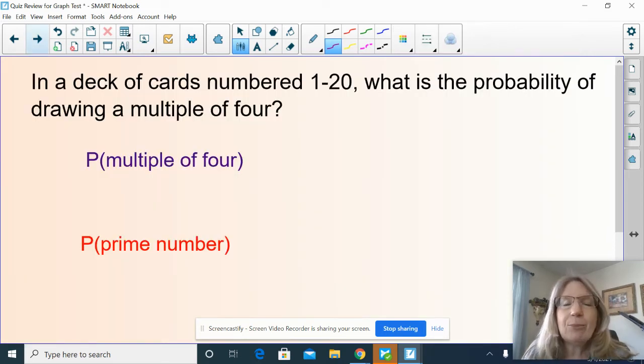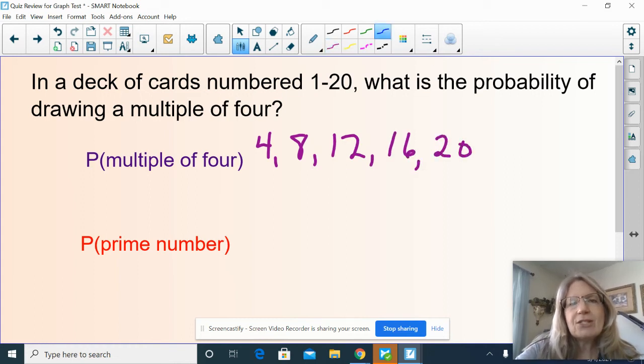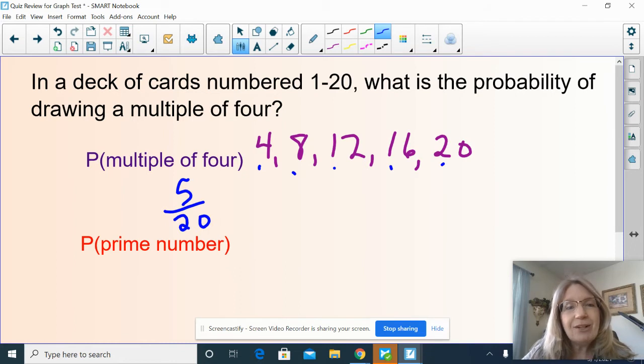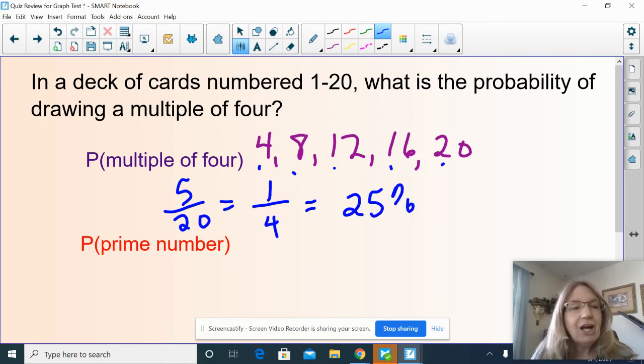A deck of cards numbered 1 through 20. What's the probability of drawing a multiple of 4? We've done this, we've done multiples. You just say 4, 8, 12, 16, 20. So how many is that? 1, 2, 3, 4, 5. 5 out of the 20 are a multiple of 4. Then reduce. 5 divided by 5 is 1. 20 divided by 5 is 4. Looks like another 25%.